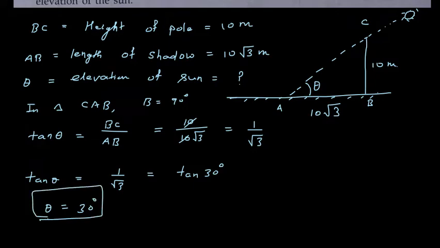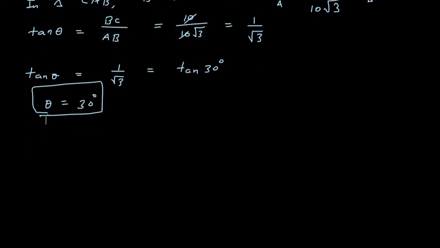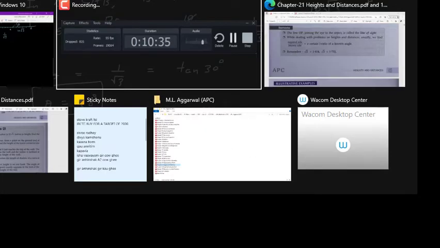Simple, understood? Okay, so you have to understand the word problem. Accordingly, you have to make the diagram, and from diagram you have to choose the trigonometric ratio, which will help you to find out your required solution.